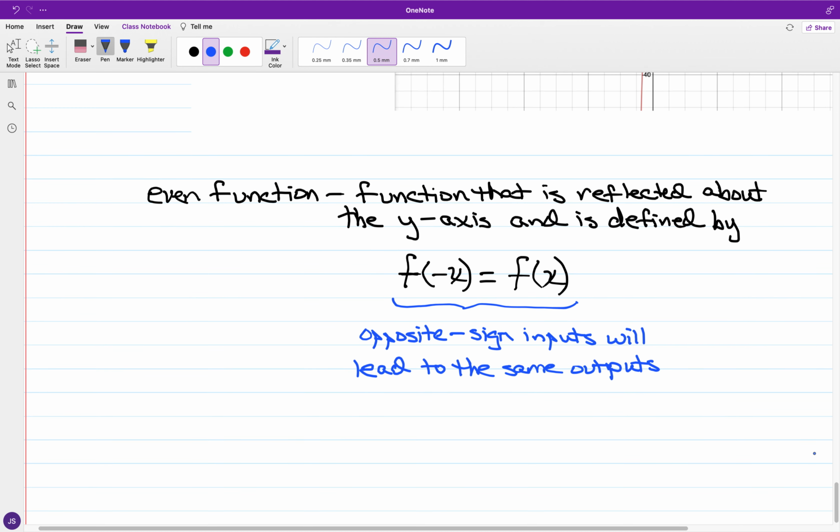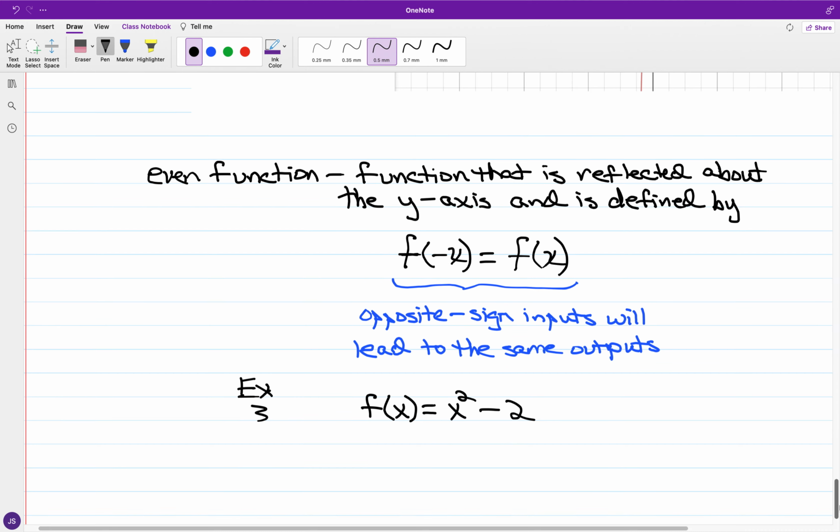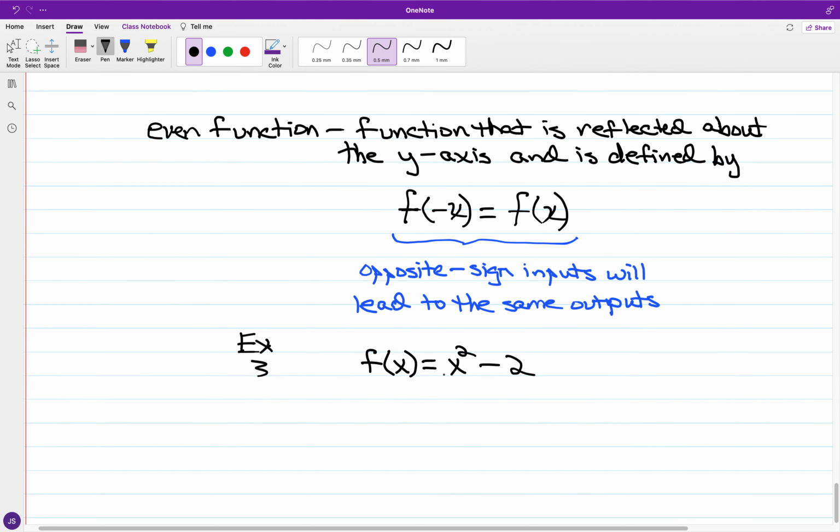And just a sample of what we have regarding even functions. Let's say we have f of x is equal to x squared minus 2. Notice the even power. And one might also ask, will a function with an even power term at the front necessarily mean it's an even function? In a lot of cases it will, but not all situations.